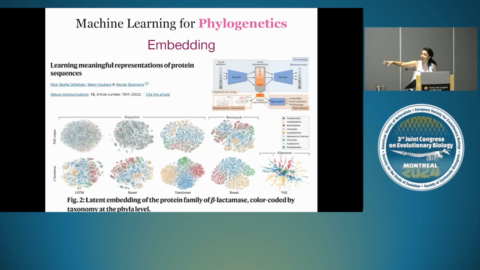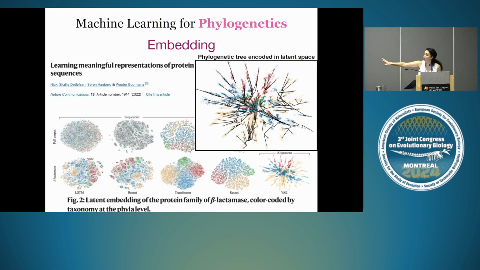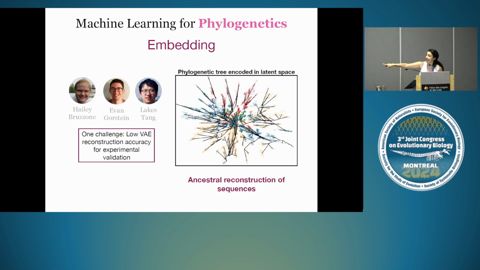That paper was simulated data. This is real data. It has the exact same structure, and you can actually embed the tree in the latent space, which we think is really cool. So this is the last slide. We're working on this. We're using this latent space to try to reconstruct ancestral sequences.